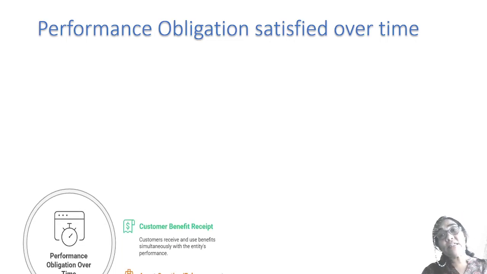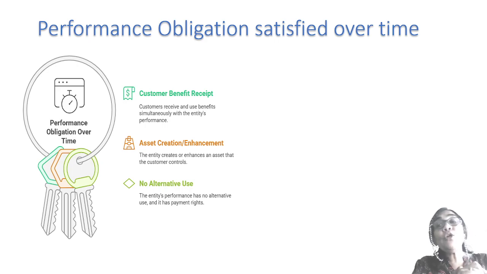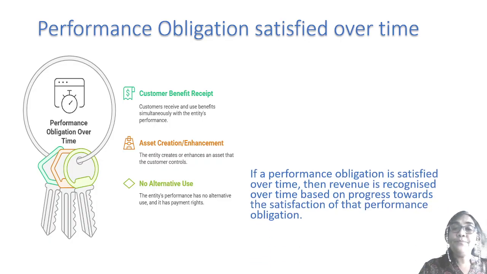Performance obligation satisfied over time. This has to be identified when the customer receives and uses the benefits simultaneously with the entity's performance. Second, the asset is created or enhanced for the customer, or the asset is controlled by the customer. Third, the entity's performance has no alternative use and it has the right to payment.